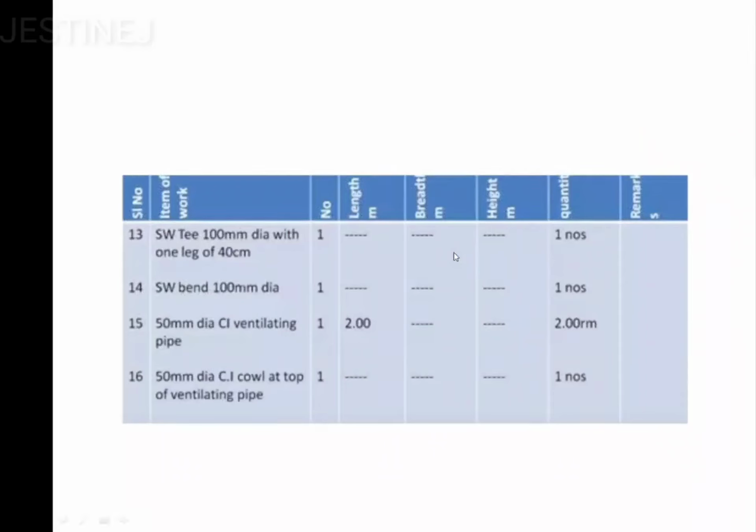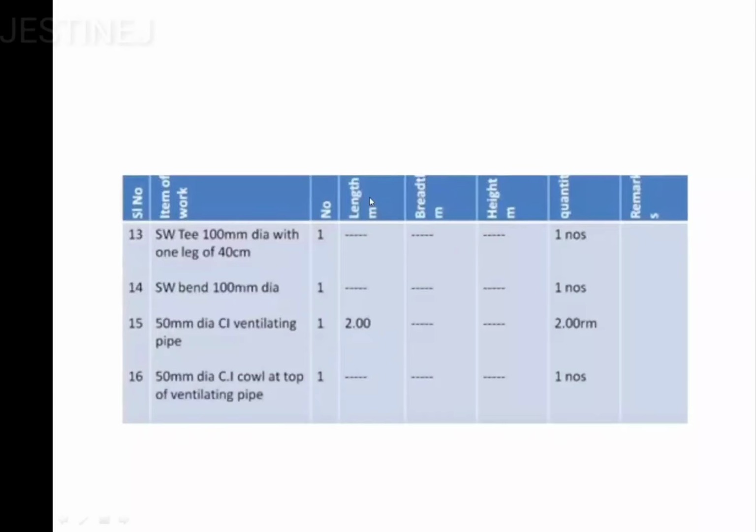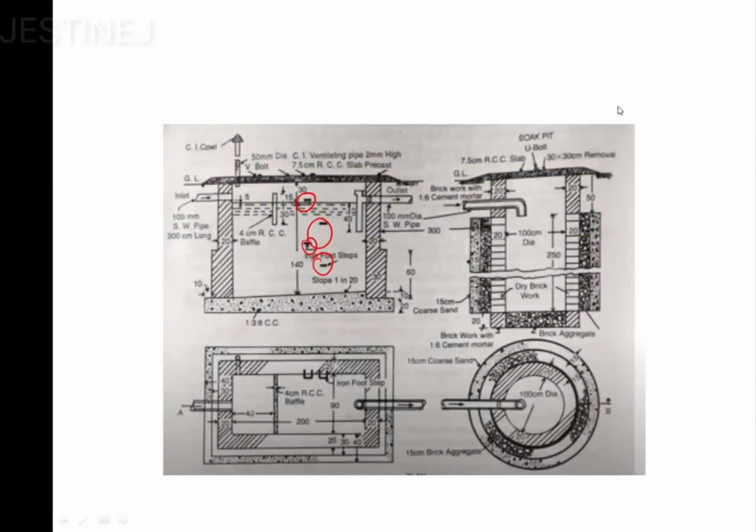So these pipes are already mentioned in the question and clearly shown in the diagram. There is a T junction, 100 mm dia with one leg of 40 centimeter. If you observe this T junction, the number is going to be 1. Then the second item is a bend, also mentioned here. This one is going to be the bent pipe, so the number is again 1.